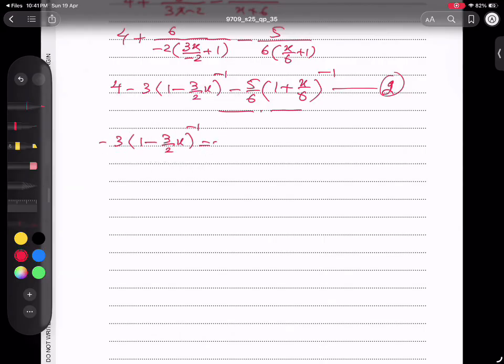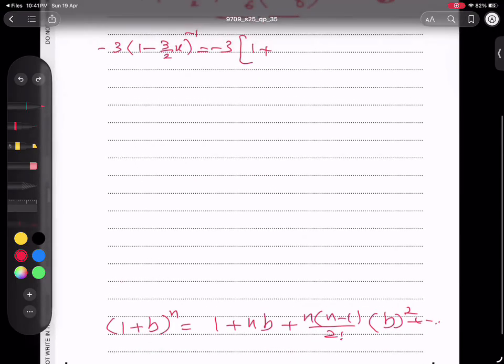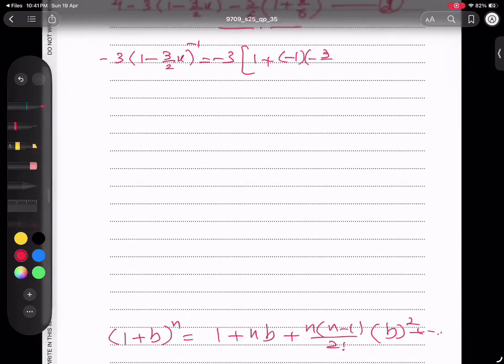Okay, so negative 3 outside, 1 plus nb, n is this, b is this. Okay, I can show the formula even. nb, n is minus 1, negative 3 over 2. And then we have n minus 1 over 2 factorial into square of 3x plus 2 power 2. Okay, now I'm going to simplify.